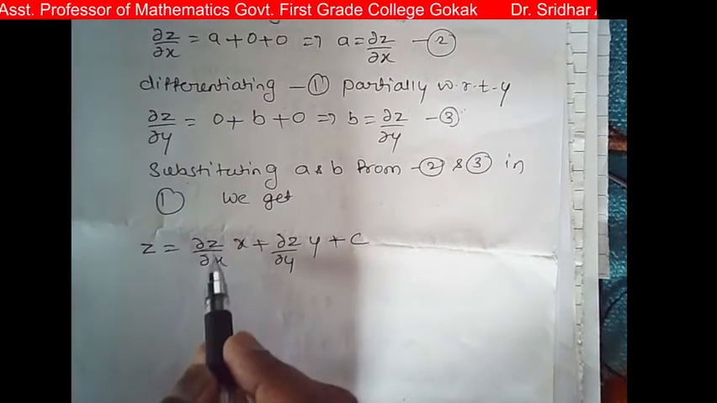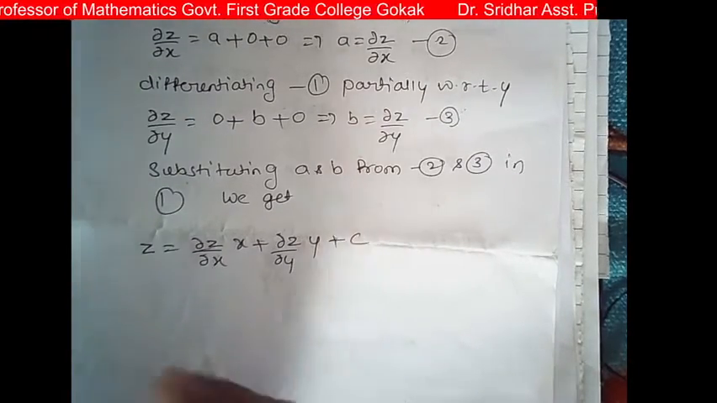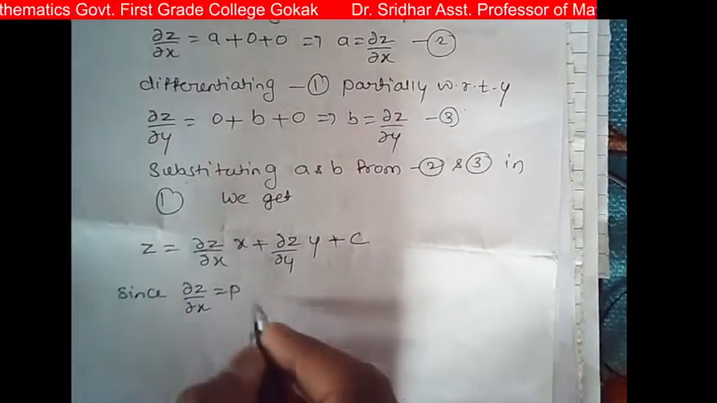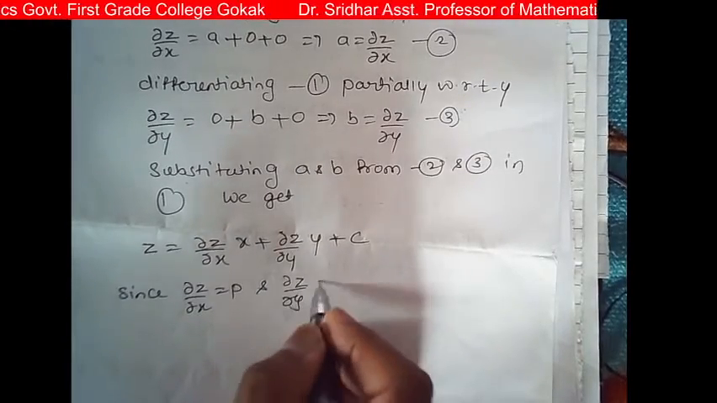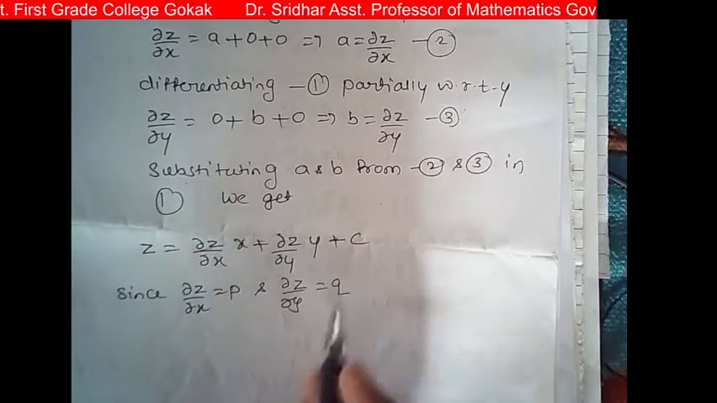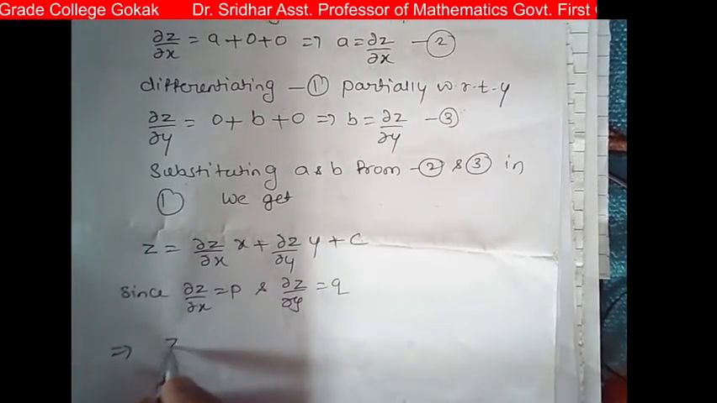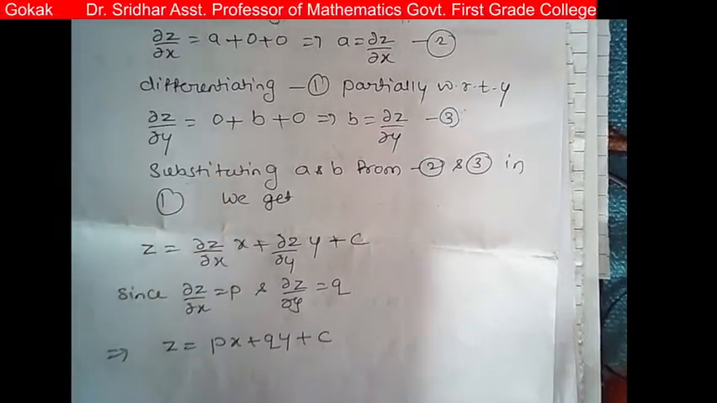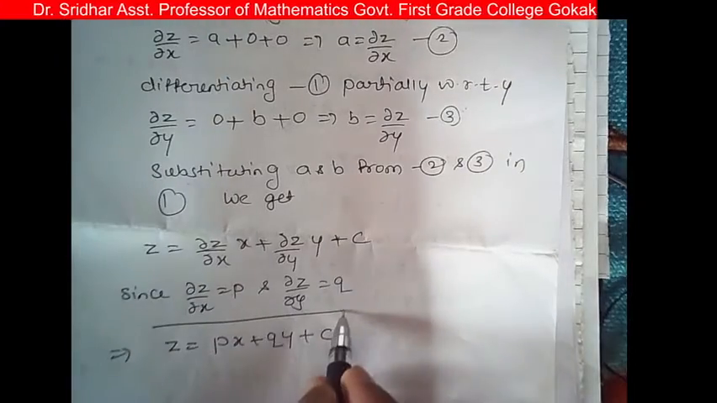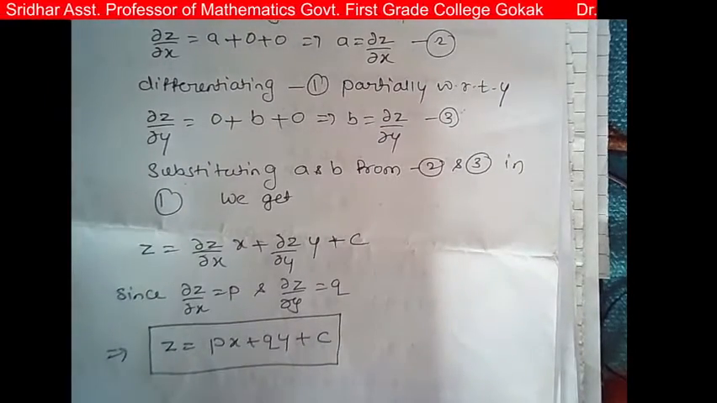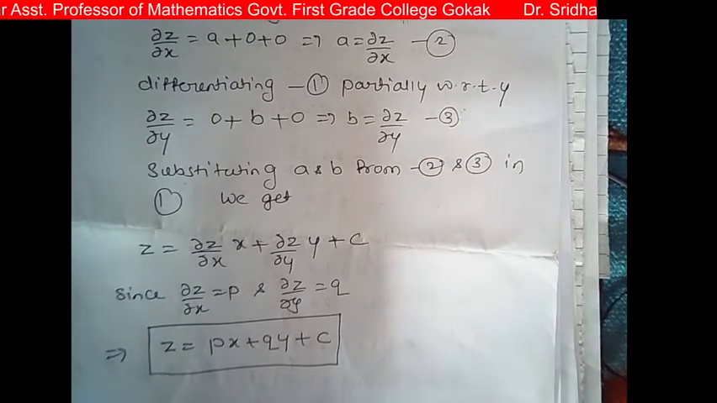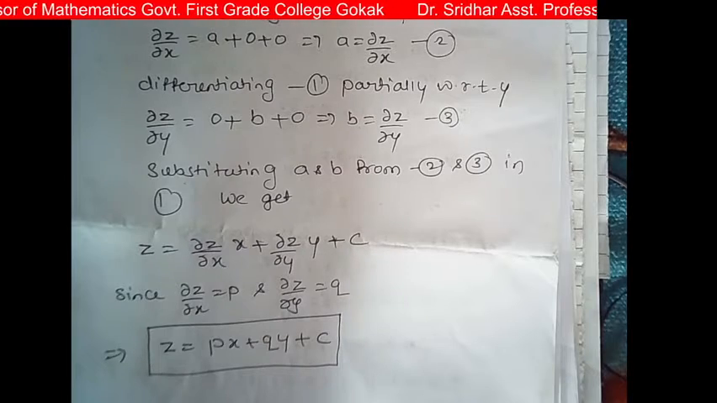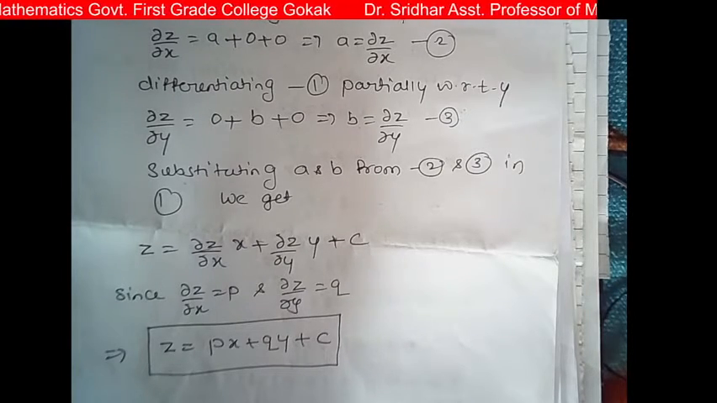Okay, so now actually what is dou z by dou x and dou z by dou y? Since dou z by dou x is equal to p and dou z by dou y is equal to q, now substitute these values here. This implies z is equal to px plus qy plus c. So which is the required partial differential equation obtained by eliminating arbitrary constants from the given expression, that is z is equal to ax plus by plus c.